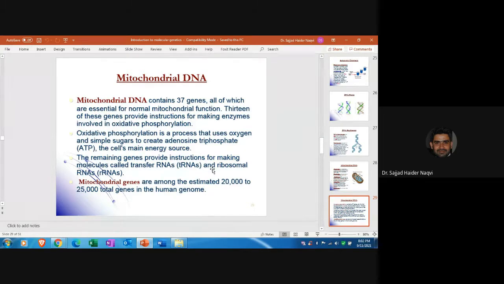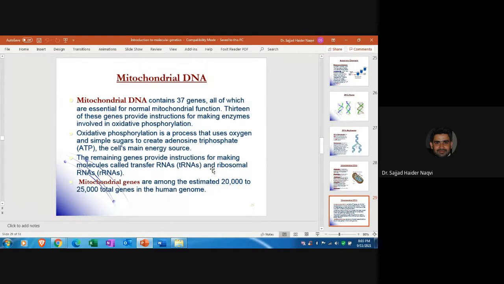Now, mitochondrial DNA, in contrast to the DNA within the nucleus, is pretty simple. You can see that mitochondrial DNA contains only 37 genes, all of which are essential for normal mitochondrial function. Out of this 37, 13 of these genes provide enzymes, which are involved in the chemical reactions within the mitochondria. Most importantly, oxidative phosphorylation. Oxidative phosphorylation is the formation of ATP. The oxidative phosphorylation will use oxygen and sugar to create ATP, which is the main energy source.